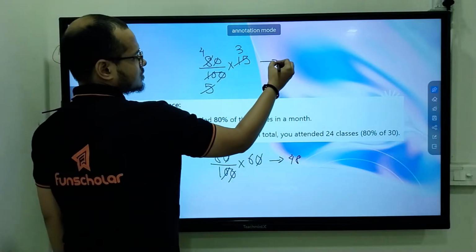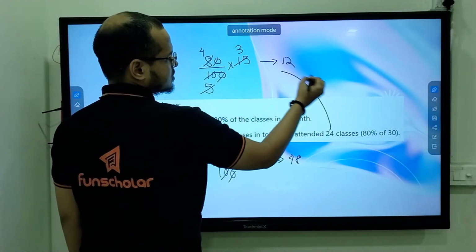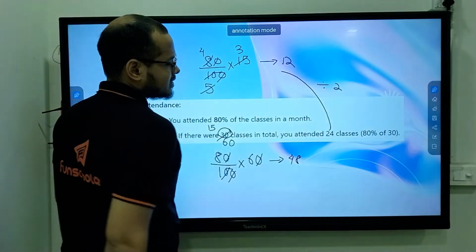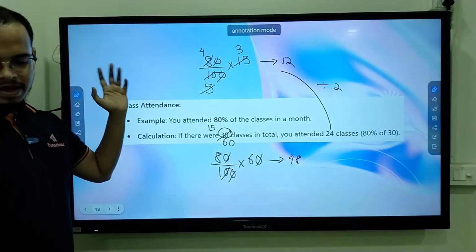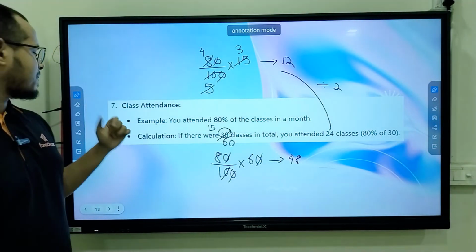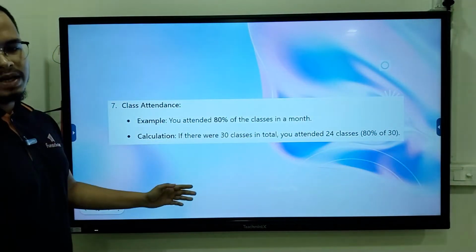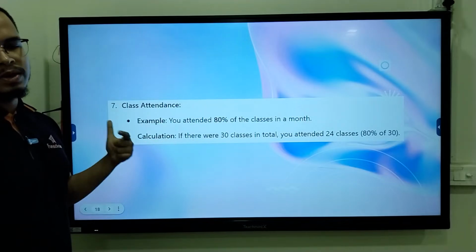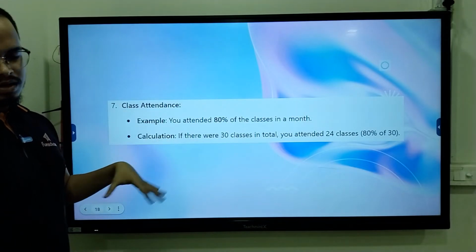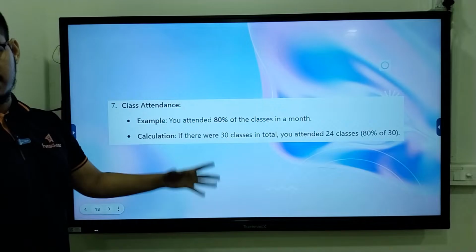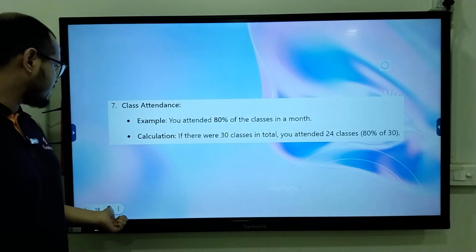What is it becoming? 12. Isn't it the half of this? Okay, so everything is linked. Everything is linked. Okay, sure. That is the reason why I'm telling you these are also ratios. Ratios may be multiplied by a value in the denominator, and it will increase in the same manner. Same thing with this as well.